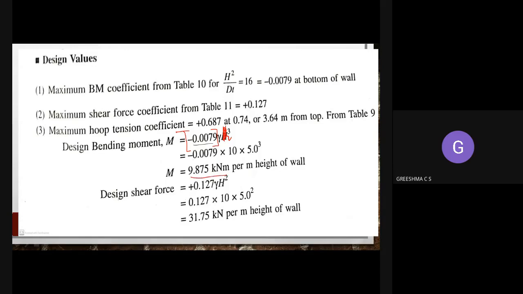Next you have to find the maximum shear force, or design shear force, that is, the maximum shear force coefficient multiplied by gamma h square. Here also, 0.127 is the maximum shear force coefficient. Substitute it: gamma is 10, h is 5. So you will get the value like this, 31.75.